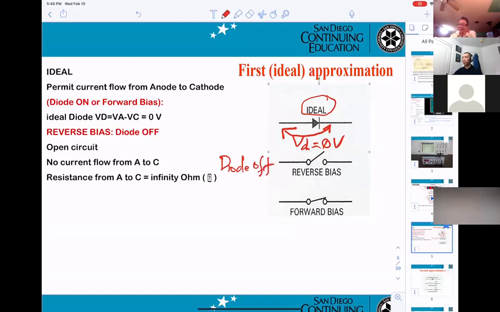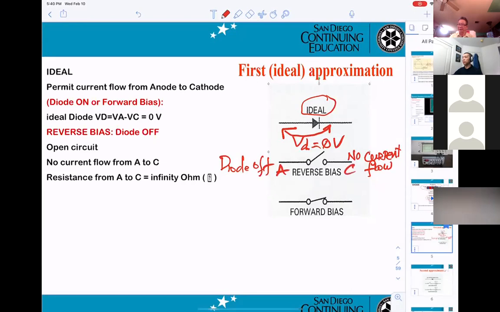What does that mean? When it is off, it looks like an open. No current flows. That's when the diode is reverse biased, so there's a positive voltage at the cathode. They call that reverse bias. That means the diode will be off or not conducting. It looks like a switch that is open. So that's why no current flows from A to C.